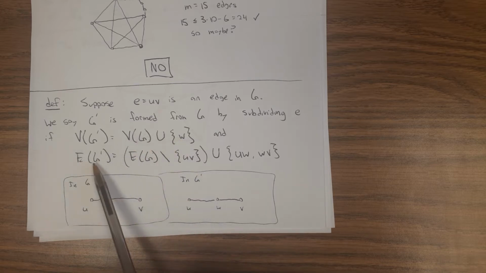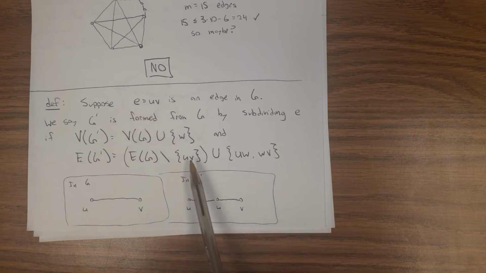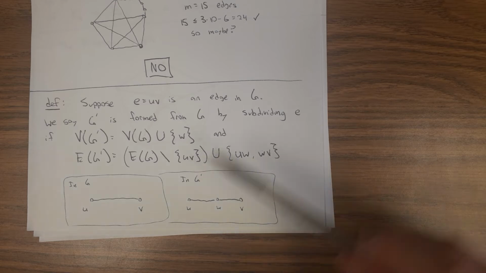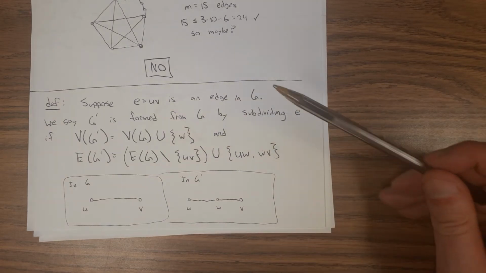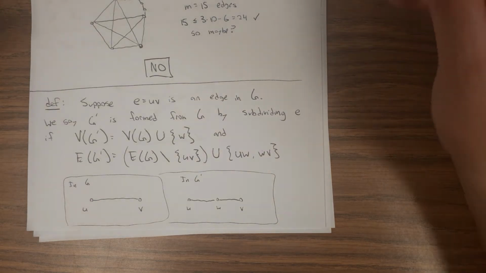And the edge set of G prime is going to consist of all the edges of G, except I'm going to remove the edge that I'm subdividing, UV. I'm going to remove that one, and then I'm going to put in two new edges from U to W and W to V. And remember, W is the new vertex. That is an overly technical description of an intuitive concept.